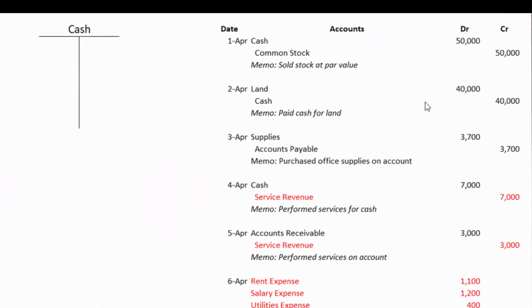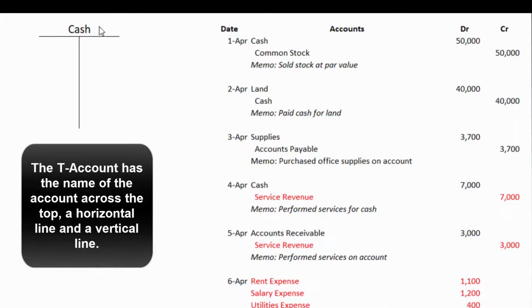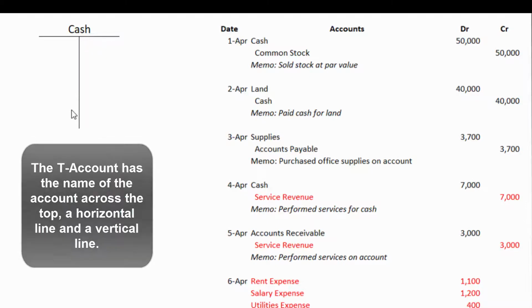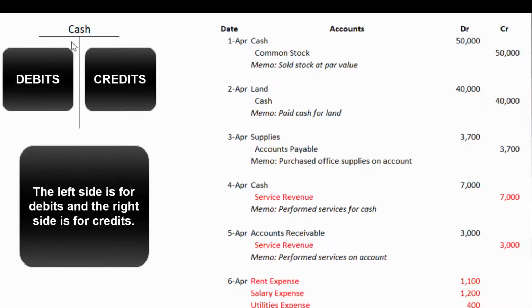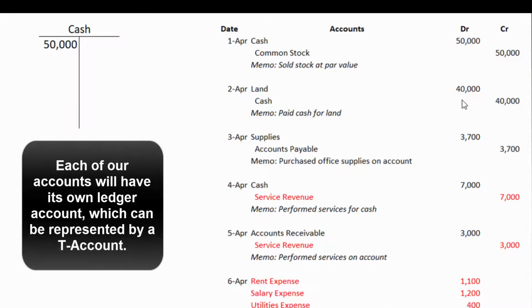For example, in this first journal entry, we have a debit to cash of $50,000. The T account has the name of the account at the top, a couple lines that look like the letter T. The left side is for debits, and the right side is for credits. So let's copy that $50,000 debit into the T account. And we will do the same thing for the credit to common stock. There'll be a T account for common stock, there'll be a T account for land, there'll be a T account for supplies, etc. But today, let's just look at this cash account. And we'll do the same thing for all the debits and the credits into the cash account in these 10 journal entries.